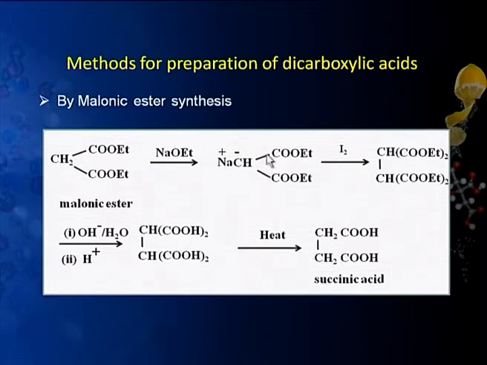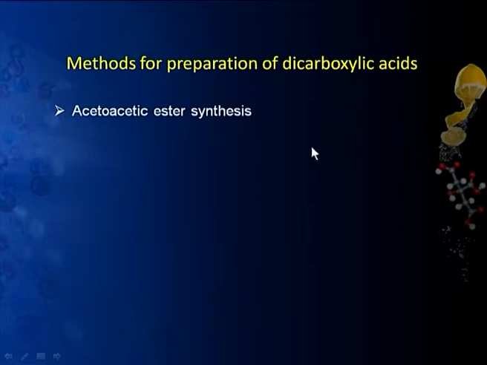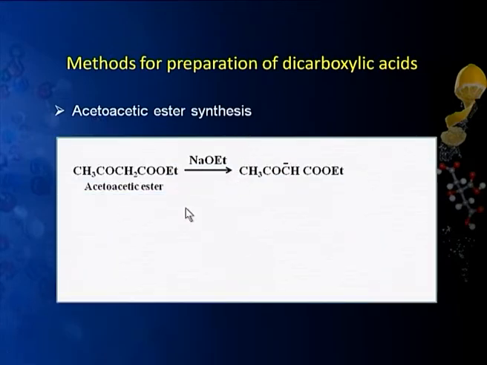So, we can modify this method in different ways. We may introduce 1 carbon in between, 2 carbon, 3 carbon, and so on. There is another related method for synthesizing dicarboxylic acid, that is called acetoacetic ester synthesis. In this case, we start the reaction with acetoacetic ester, which is also called ethyl acetoacetate.